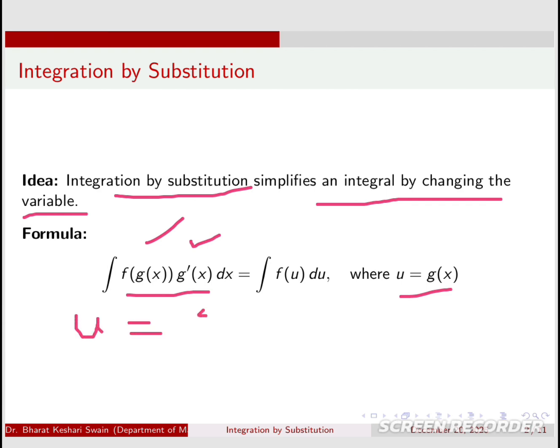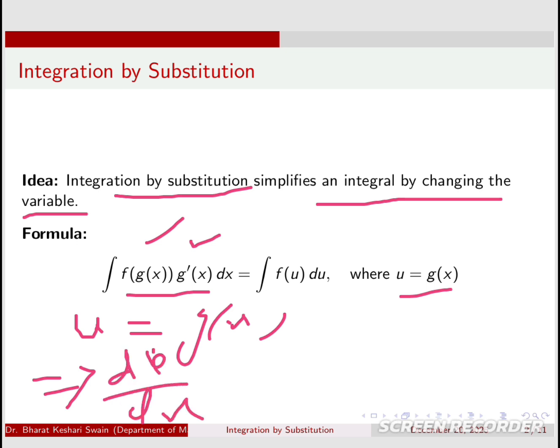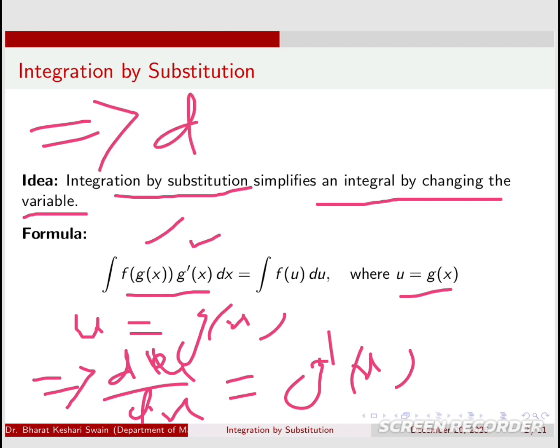You can check here, u equal to g(x), and if I differentiate on both sides, it will be du by dx is equal to g dash x. Is not it? And what is the value of du here? du will be g dash x dx. Is not it?